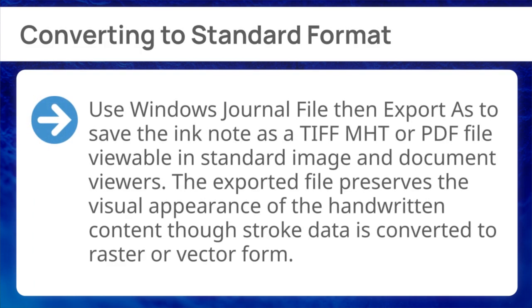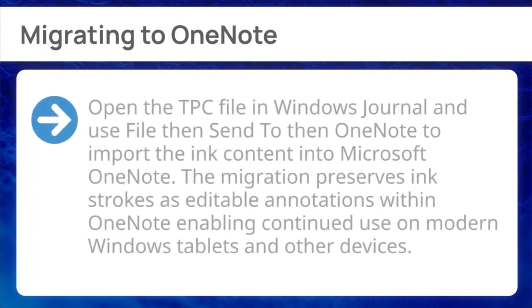Use the Windows Journal File menu, then Export As to save the Ink Note as a TIFF, MHT, or PDF file viewable in standard image and document viewers. The exported file preserves the visual appearance of the handwritten content, though stroke data is converted to raster or vector form. Finally, migrating to OneNote.